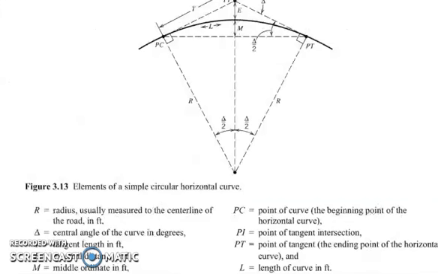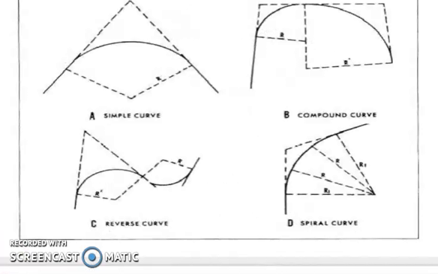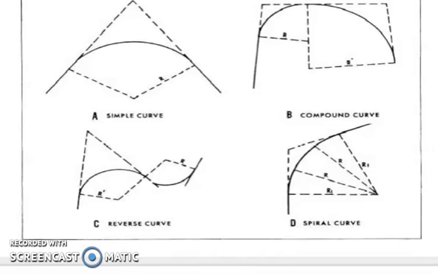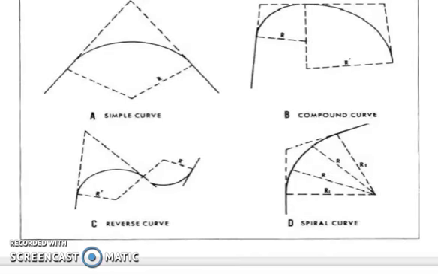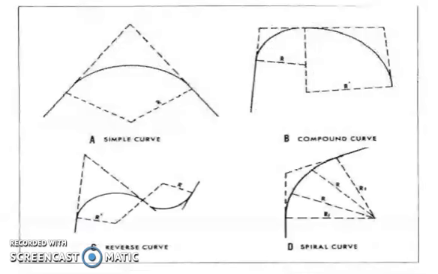So we have here our illustration for the different horizontal curves. We have the simple curve, then we have our compound curve, we have our reverse curve, and of course our spiral curve. These are the options that a highway designer can choose from if he is trying to design a horizontal curve. So there are 4 options actually. These are the illustrations for the different horizontal curves.